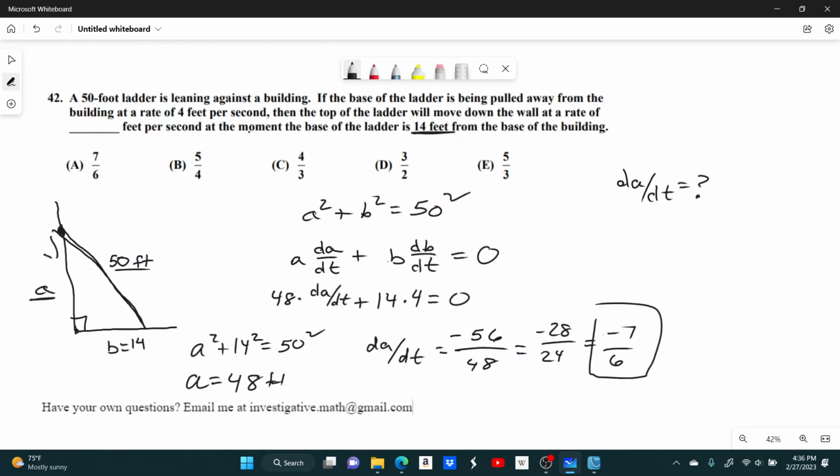Like if this is falling, then obviously the distance from here to the bottom is going to be decreasing, and therefore the rate's a negative number. But we don't see any negative numbers here, and that's just because it says it's moving down the wall at this rate. So we can still use this just without the negative, and we get 7/6 feet per second.